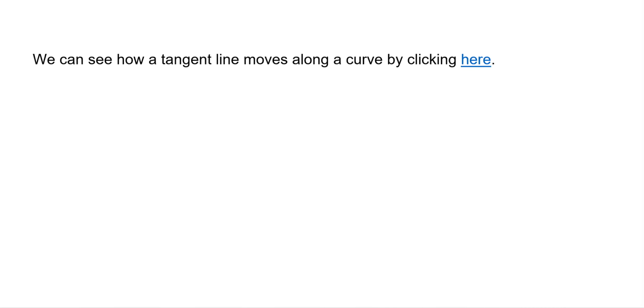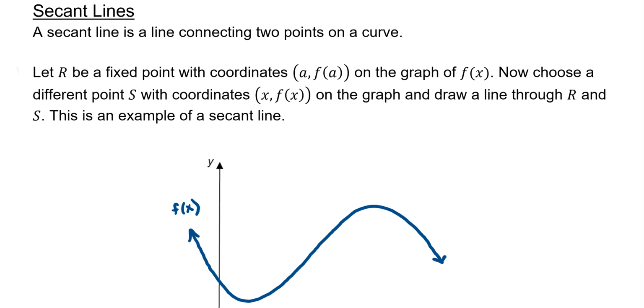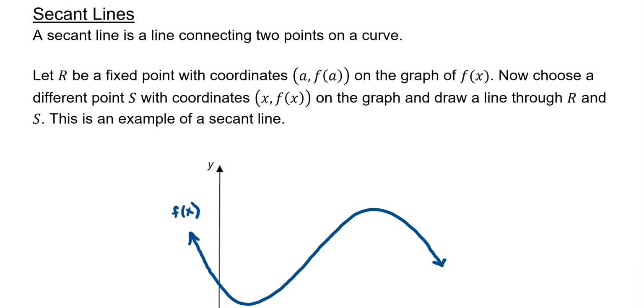All right, so those are tangent lines, very important concepts. We'll be coming back to those in a second. So for the next part, we're going to be talking about secant lines. A secant line is a line connecting 2 points on a curve. So pretty simple concept, right? Secant, just a line connecting 2 points on the curve.